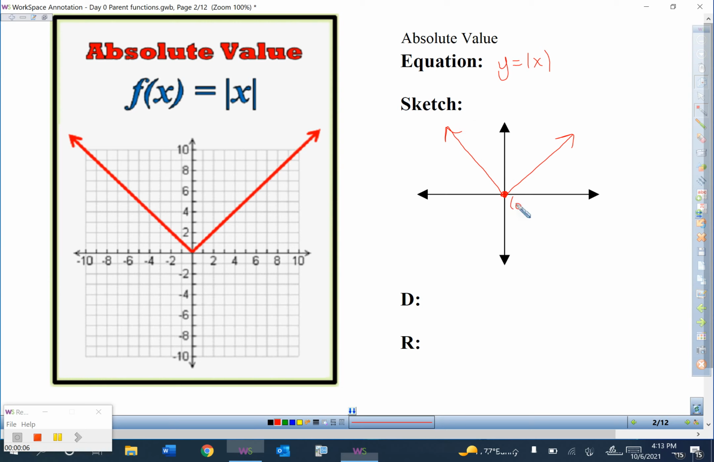We're still at 0, 0. Domain is still all real numbers from left to right, but we're not using all of the graph anymore. The range starts at 0 and goes to infinity.